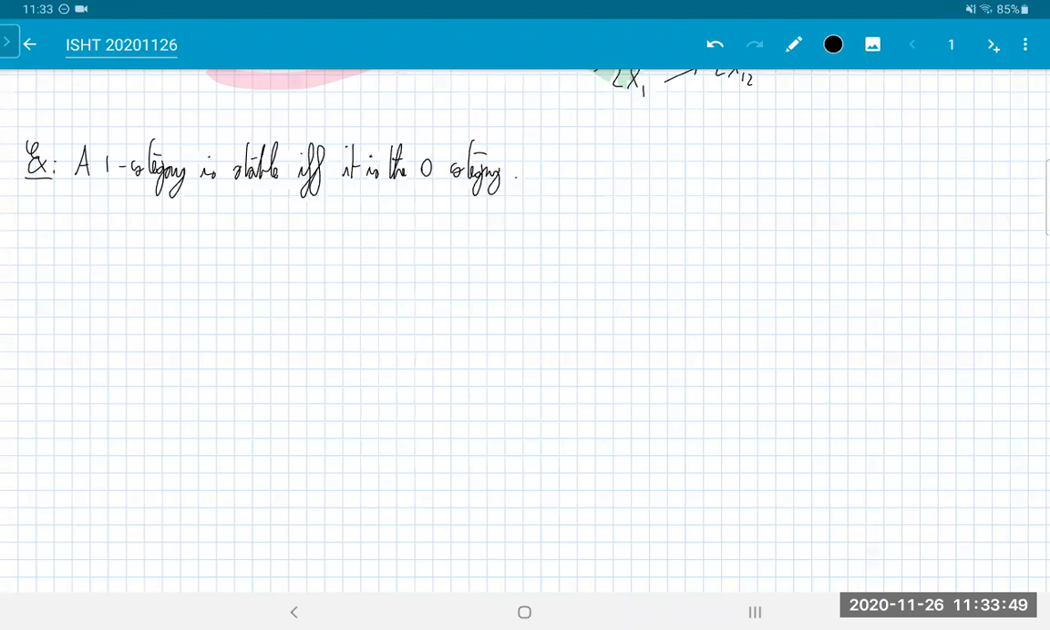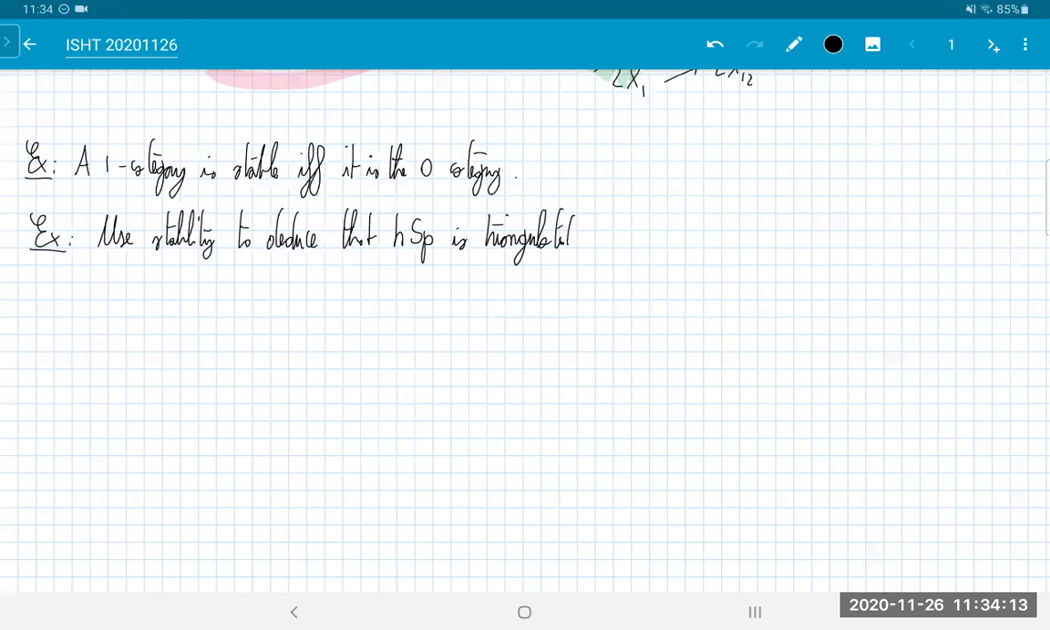Let me put another exercise which might or might not be enlightening depending on your background: use stability to deduce that the homotopy category of spectra is triangulated. If you've seen triangulated categories before, maybe it's not very helpful, but people who were thinking about these things had seen triangulated categories before and they thought they were useful. And in fact, stable categories are sort of the modern, better version of triangulated categories. You can give a much shorter definition. It's generally easier to prove that something is stable than to give the triangulated structure.